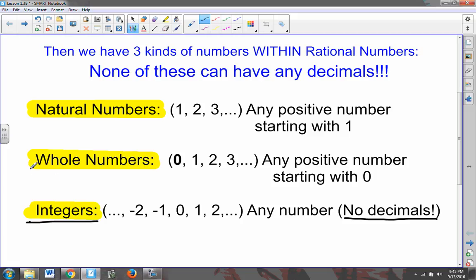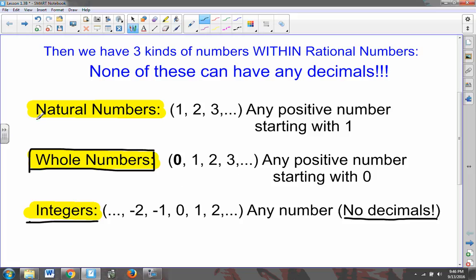Now, a little bit more specific, we have the set of whole numbers, okay? The set of whole numbers, which is basically like the integers, but not allowed to be negative, okay? So we start at 0, and we go up 1, 2, 3, 4, 5, 6, 7, and forever up. Okay, whole numbers 0 and up.